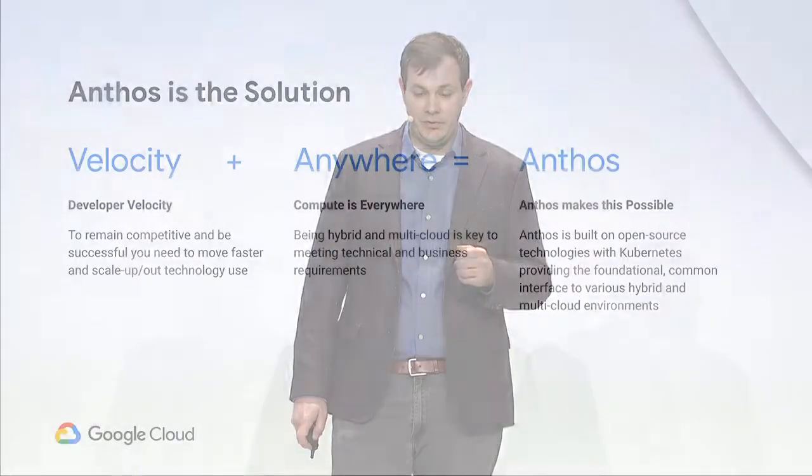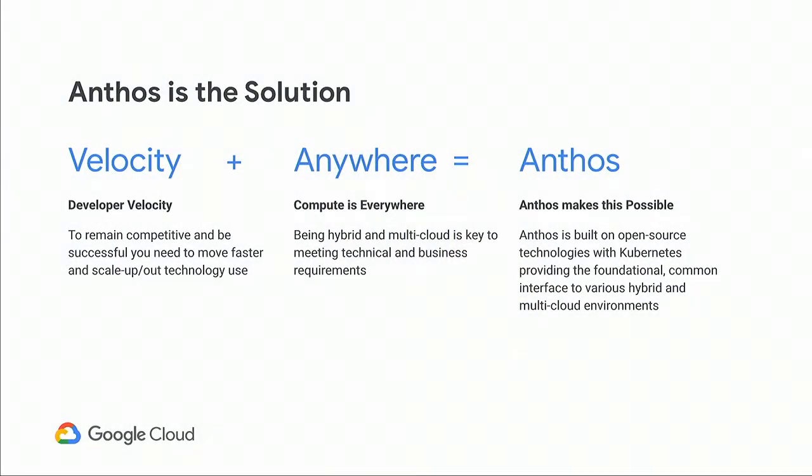OK, so we went over how microservices, containers, and Kubernetes can help improve velocity. We saw the reasons why you'd want to run workloads anywhere. But how do you actually work effectively and efficiently in all of these environments? And that's why we built Anthos. At a high level, it's a software stack that uses Kubernetes as a foundation with services built on top of it. This makes managing hybrid and multi-cloud environments easy.